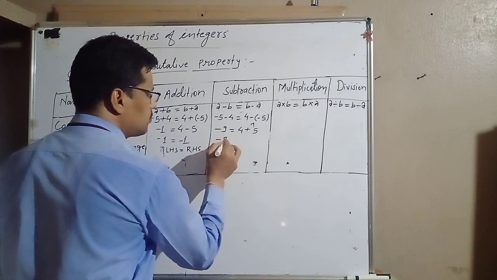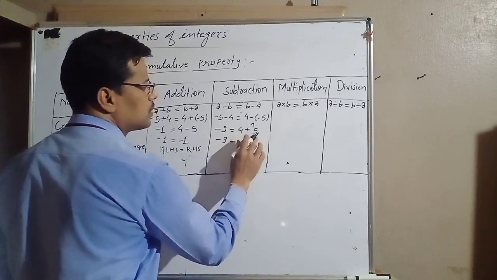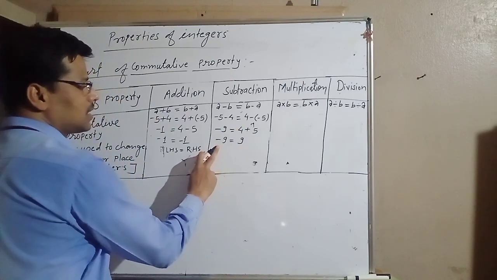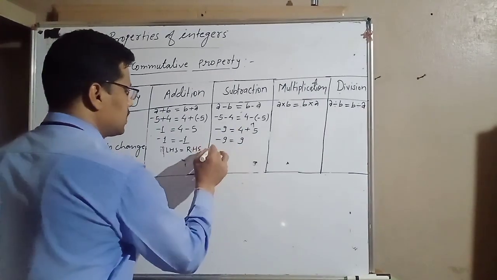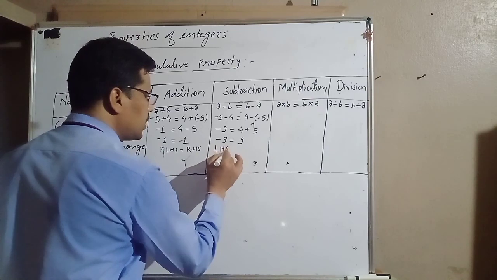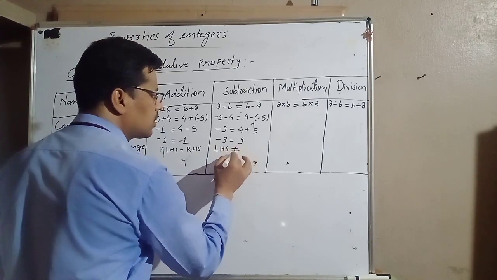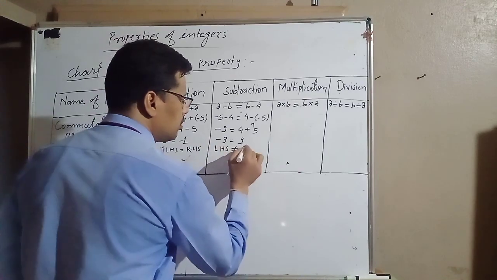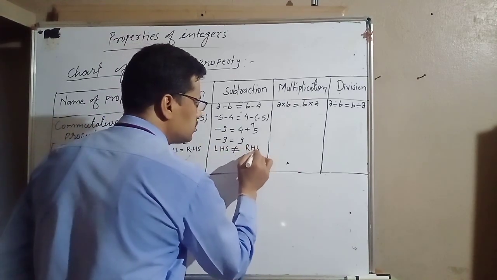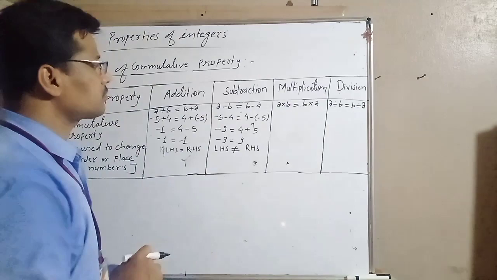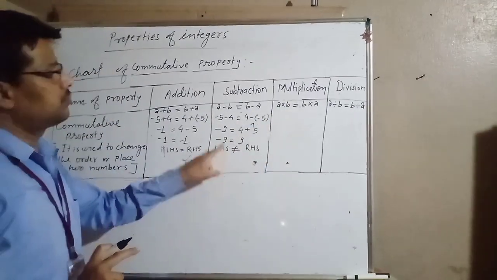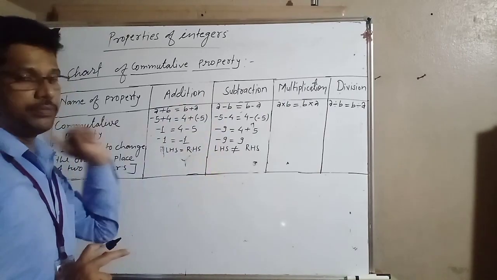Here this minus sign becomes as it is here. 4 plus 5, what do we get here? 9. Here we are getting -9, and here we are getting +9. So we can say that the left hand side is not equal to the right hand side. Got it? Now we can say that subtraction is not commutative.